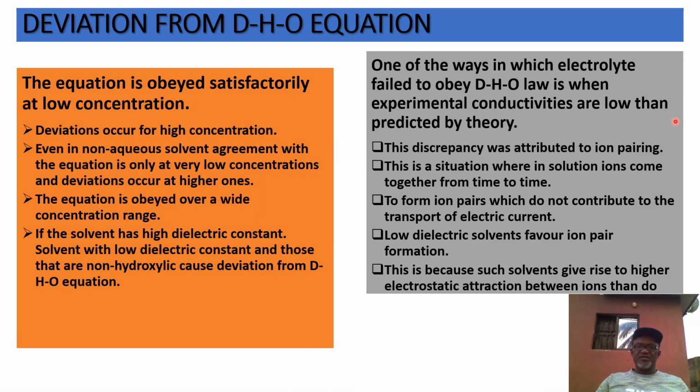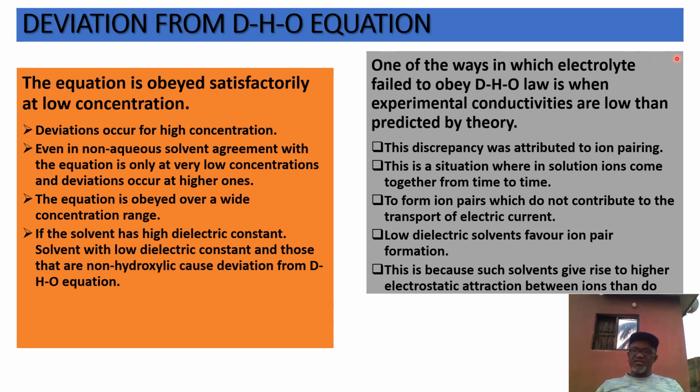Now there are some deviations from the Debye-Huckel equation. The equation is obeyed satisfactorily at low concentration. Deviations occur for high concentrations. Even in non-aqueous solvents, agreement with the equation is only at very low concentration, and deviations occur at higher concentrations. Solvents with low dielectric constant and those that are non-hydroxylic cause deviations from the Debye-Huckel-Onsager equation.